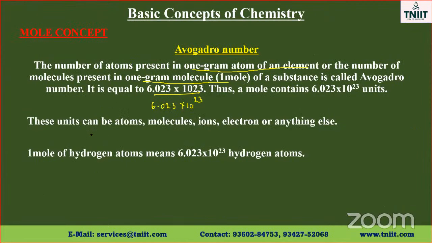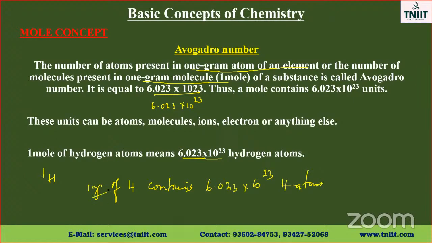These units can be atoms, molecules, ions, electrons, or anything else. 1 mole of hydrogen means 6.023 into 10 power 23 hydrogen atoms. Hydrogen atomic mass is 1. So 1 gram of hydrogen contains 6.023 into 10 power 23 hydrogen atoms.